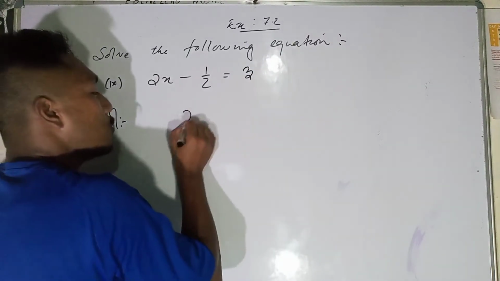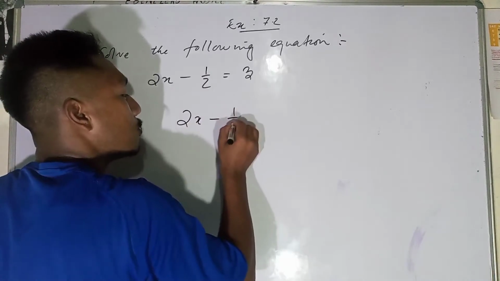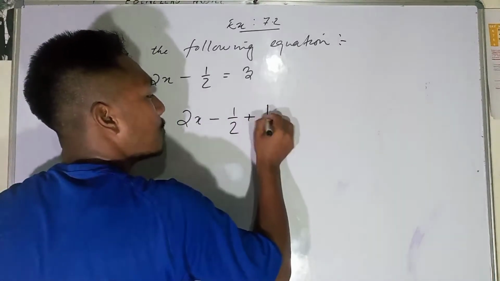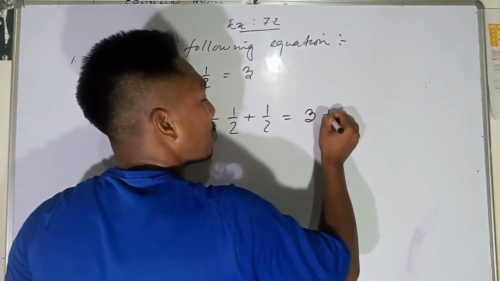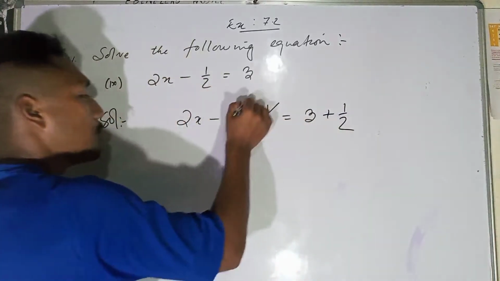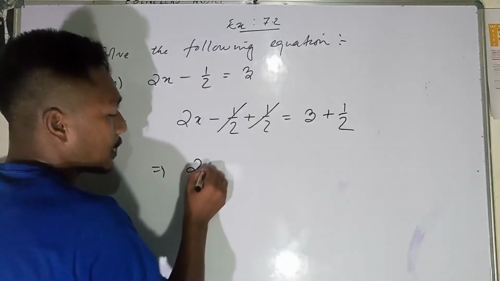Solutions. 2x minus 1 by 2. So I want to remove 1 by 2, so that means I have to add 1 by 2 because it is a minus. And if I add these numbers, that means I have to add both sides. So 1 by 2 and 1 by 2 cancel. That means our remaining answer is 3.